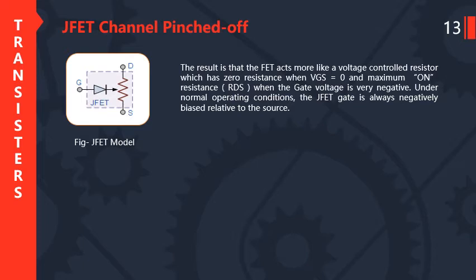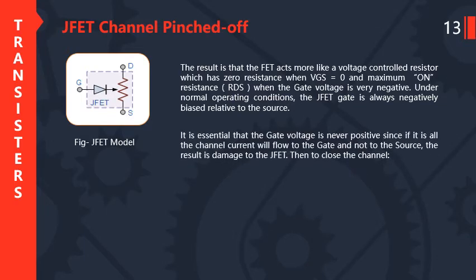When the gate voltage is very negative under normal operating conditions, the JFET gate is always negatively biased relative to the source. It is essential that the gate voltage is never positive, since if it is, all the channel current will flow to the gate and not to the source. The result is damage to the JFET.